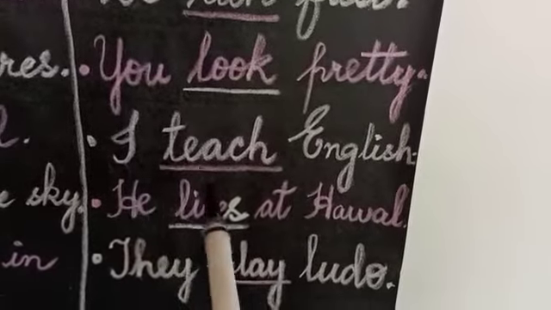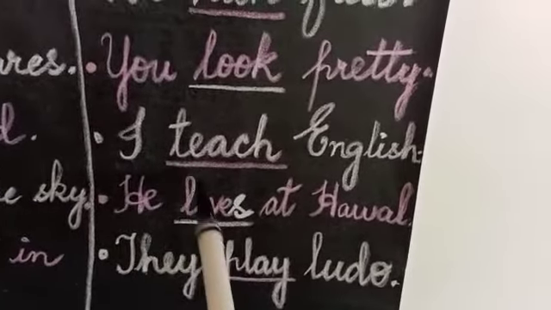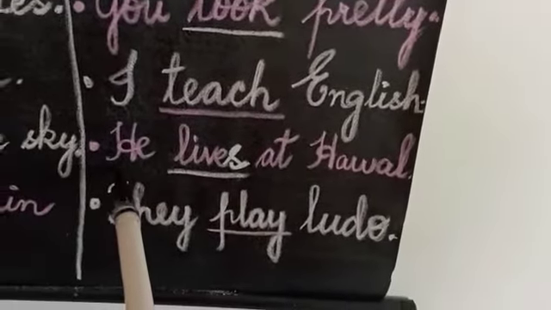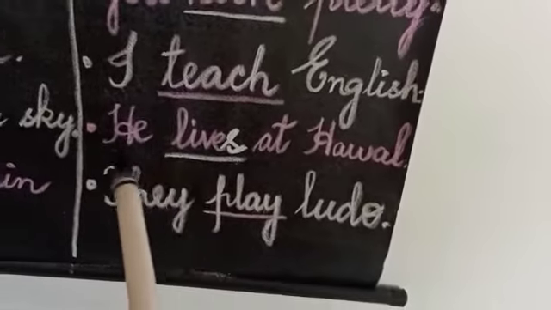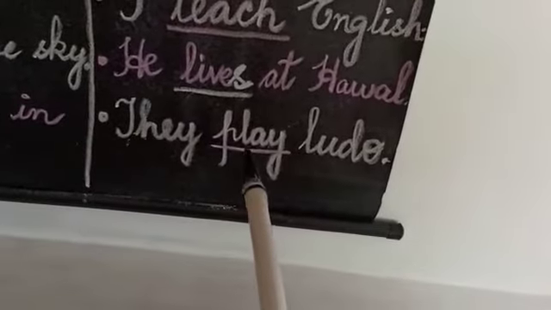Next is he lives at home. You see, he is a singular subject. Now the verb is live, but we have added s to it, so it becomes singular subject takes singular verb. He lives at home. Next, they play Ludo. You see, they is used for so many. It is a plural subject, and we have used the first form of the verb play. No addition of s, es or ies. So it becomes plural subject takes plural verb.